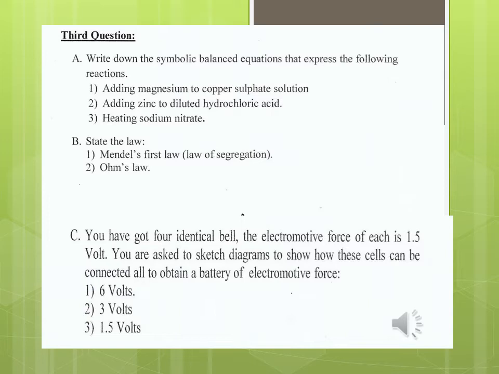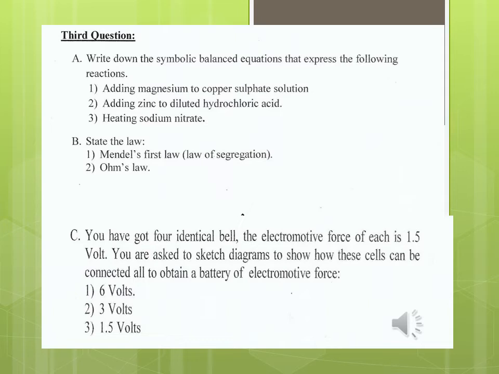Ohm's law. The electric current intensity through a conductor is directly proportional to the potential difference between its terminals at constant temperature. Question C. If you have 4 identical cells, the electromotive force of each one is 1.5 volts. How can you connect them to obtain number 1, 6 volts?